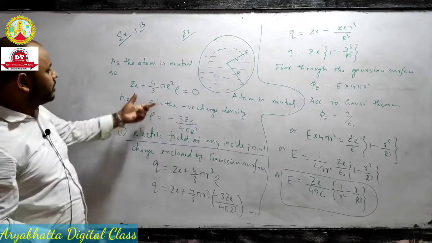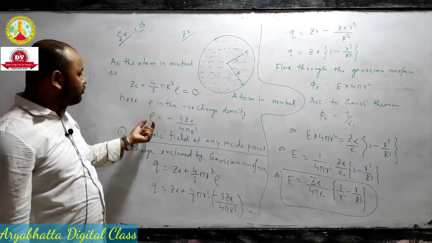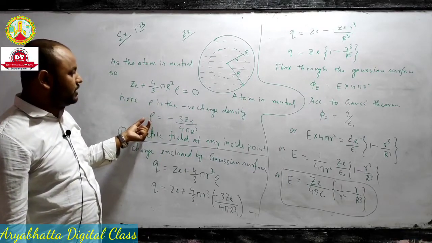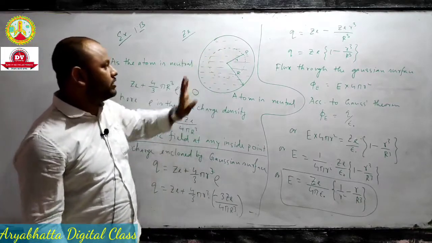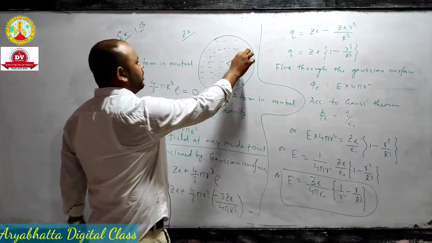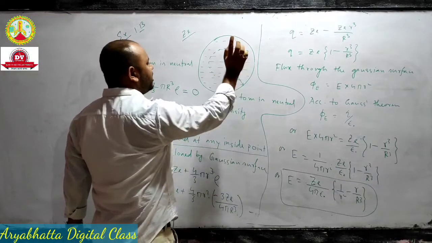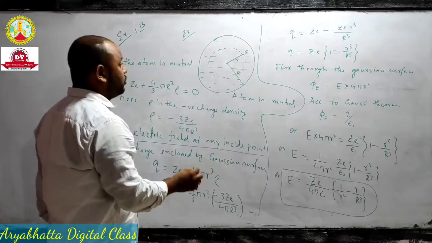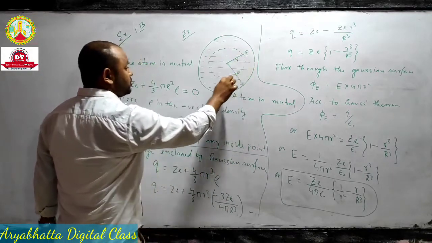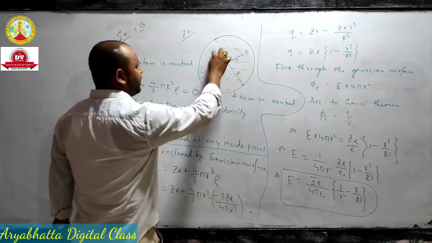Okay, so from this equation we have rho as the negative charge density. Then we are going to calculate the electric field at any inside point. Suppose P is any point inside the atom. We are going to calculate the electric field at this point. For this we have considered a spherical Gaussian surface of radius r.